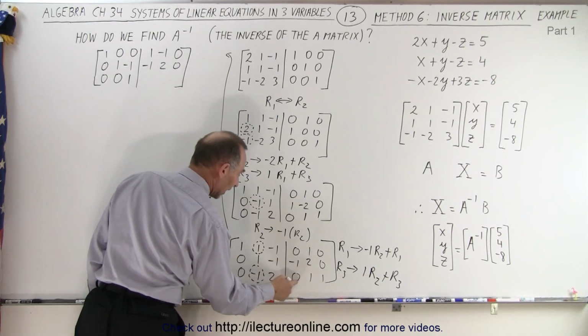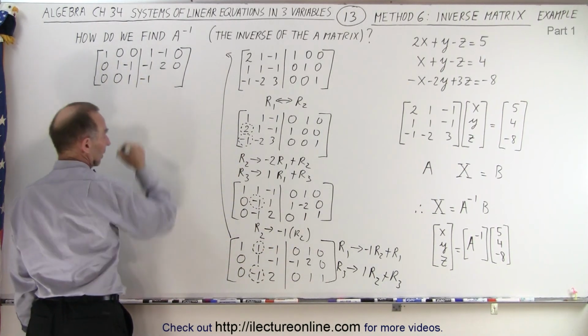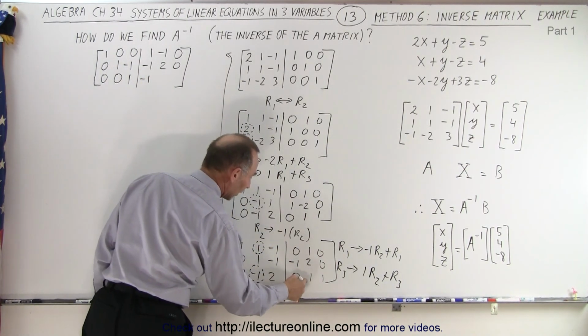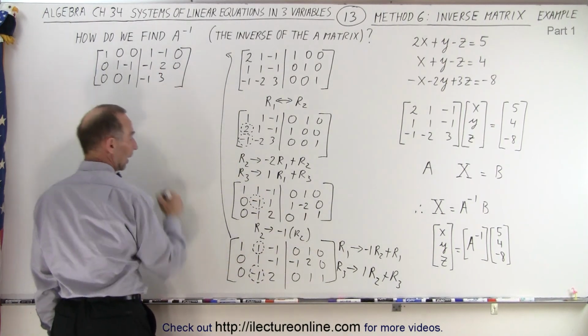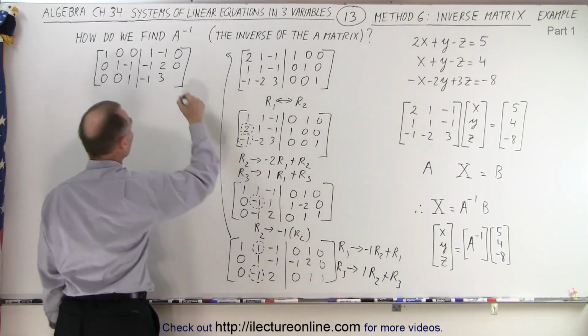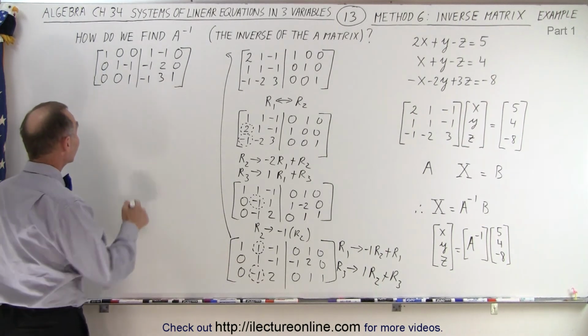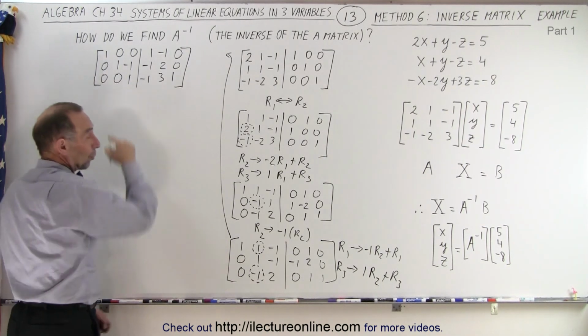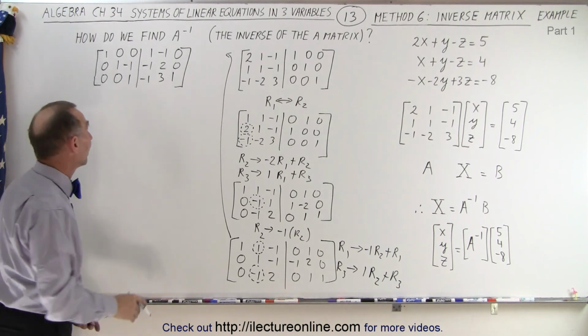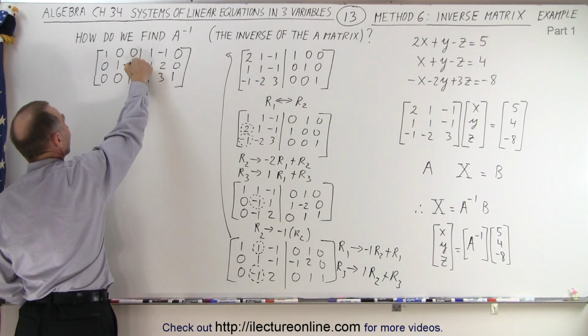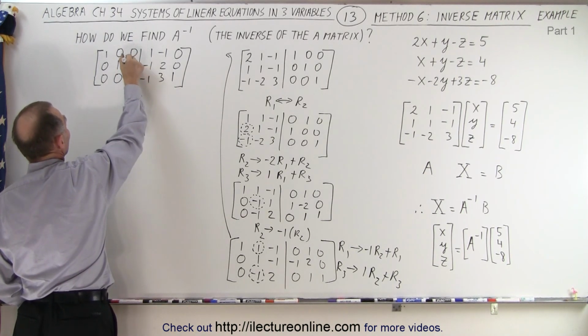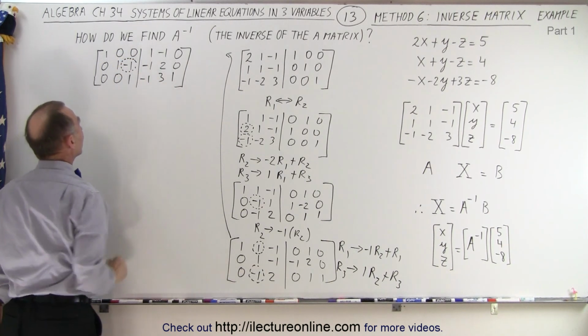1 times negative 1 added to 0 gives me negative 1. 1 times 2 added to 1 gives me 3, and 1 times 0 added to 1 remains a 1. Okay, almost there. Next, I want this to be a 1, but since it's already 1, I don't have to do anything. And then I want to make these zeros. That's already 0, which is great. I just simply have to change this one only.